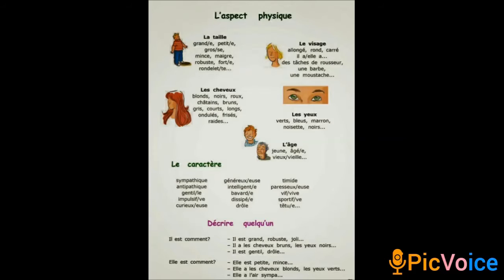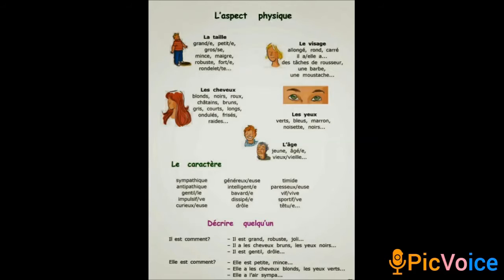Next, you have the face, part of the face. How is the part of the face? Next, the hair color. How is your hair? Next, you have the age of the person that you are going to describe. Next you have the character. Le caractère, is he nice, naughty, or how is his character? Lazy, or kind, anything can be.